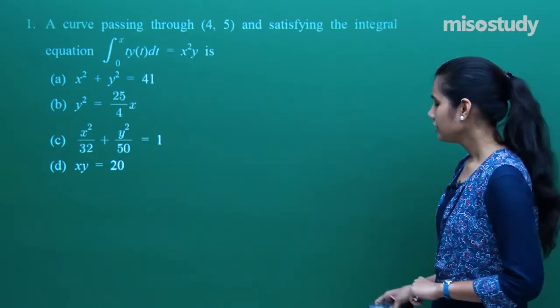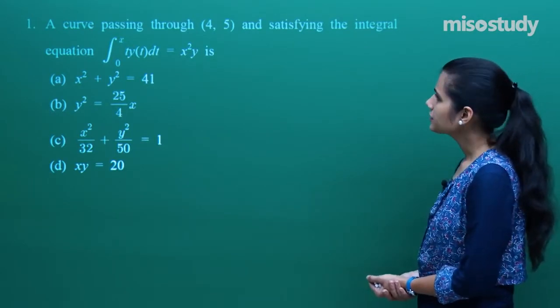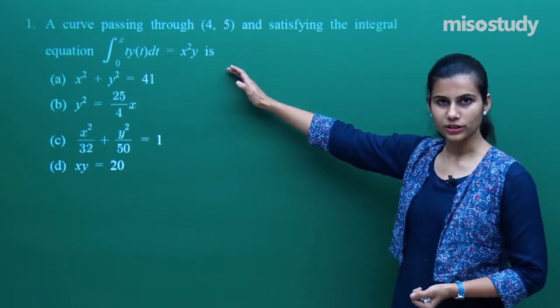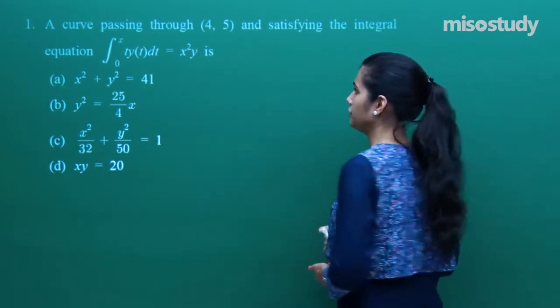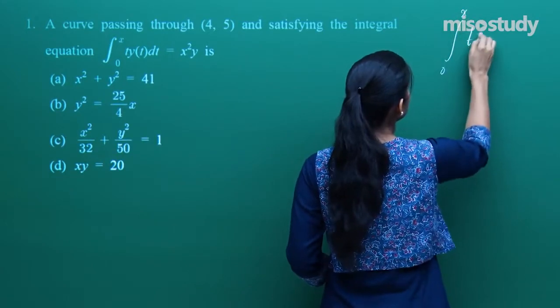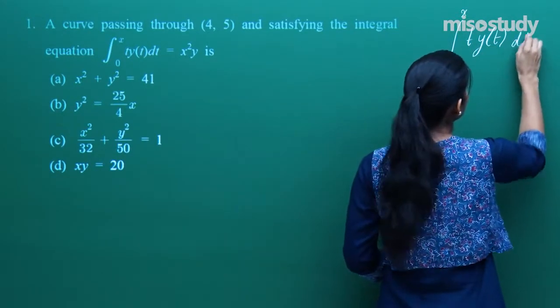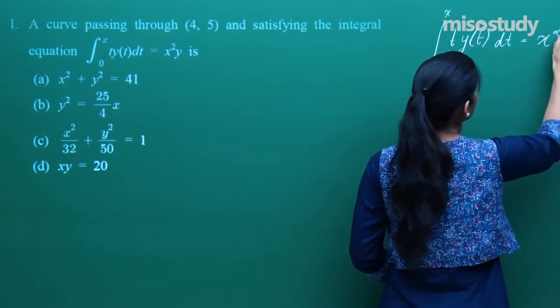Okay guys, let's begin the discussion over the questions. The first question says that there is a curve passing through (4, 5) and satisfying this given integral equation. Now, what is that curve? If I talk about this, the integral from 0 to x of t times y(t) dt equals x square y.